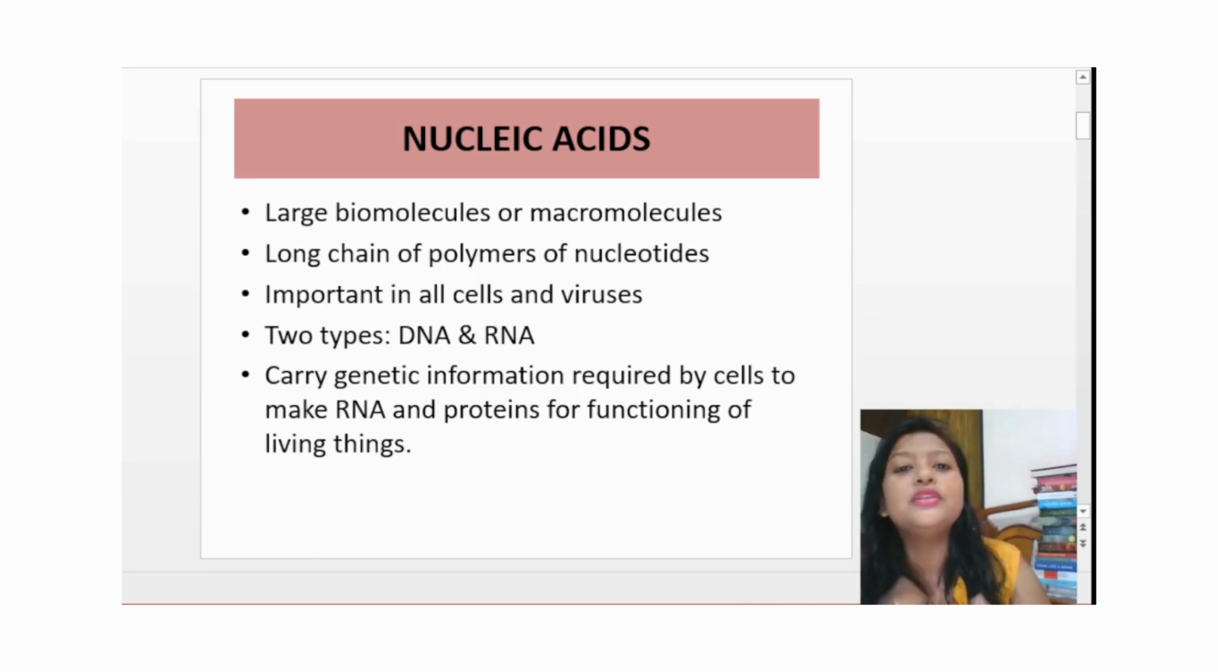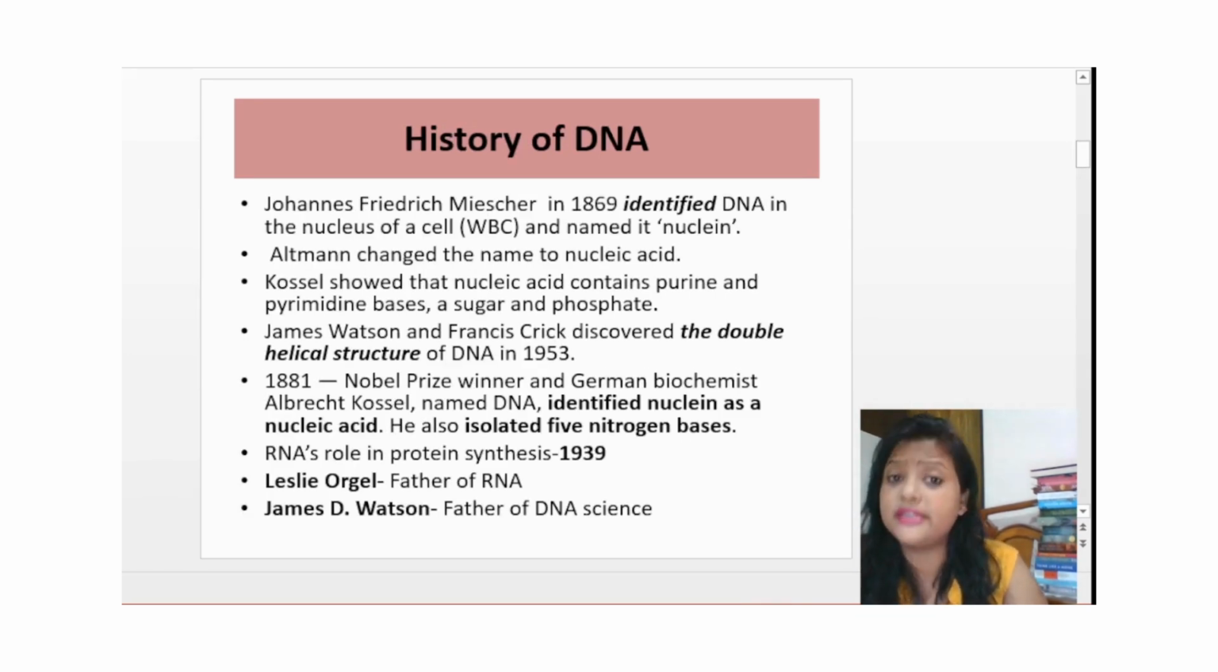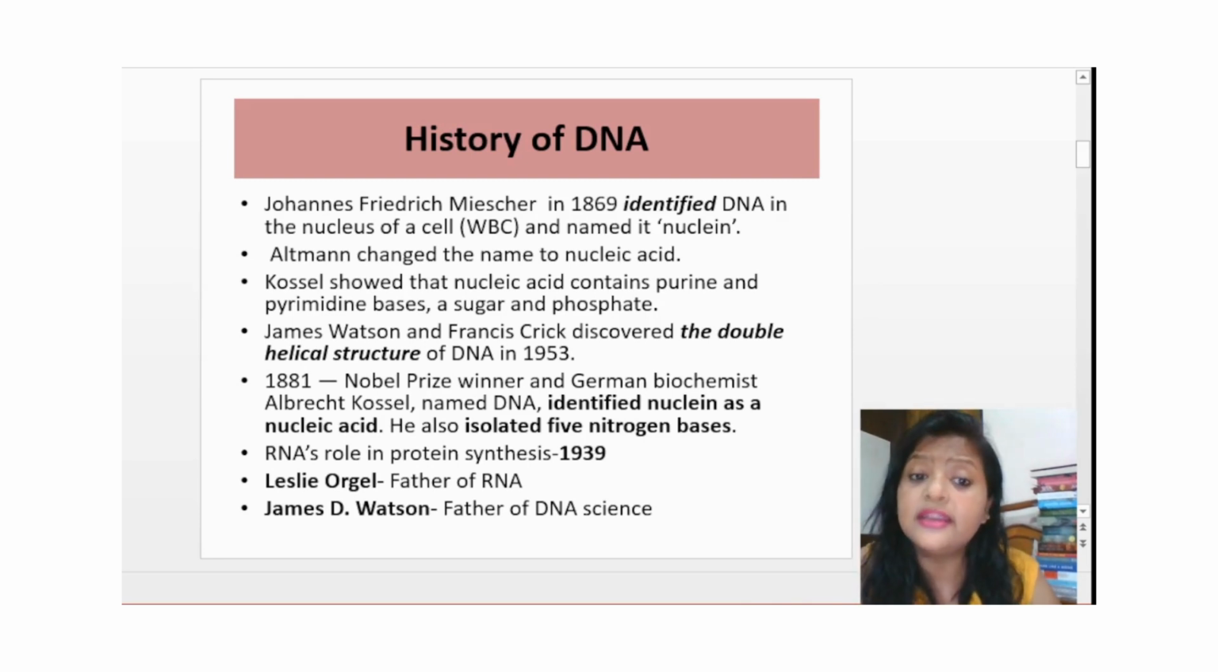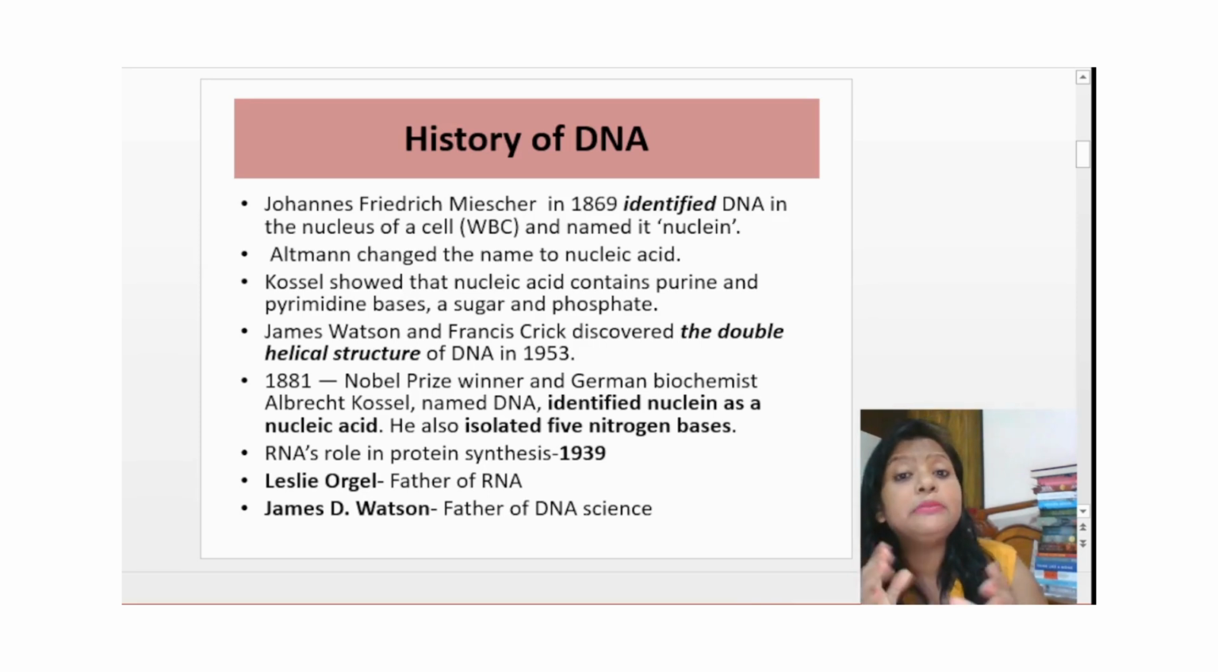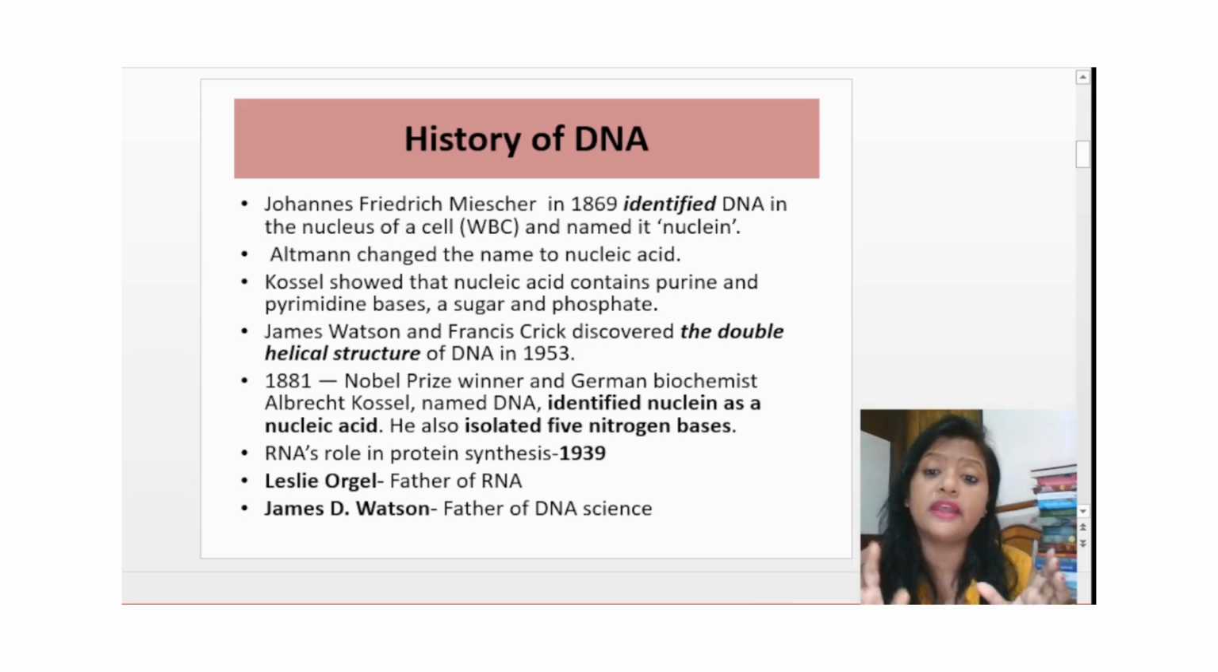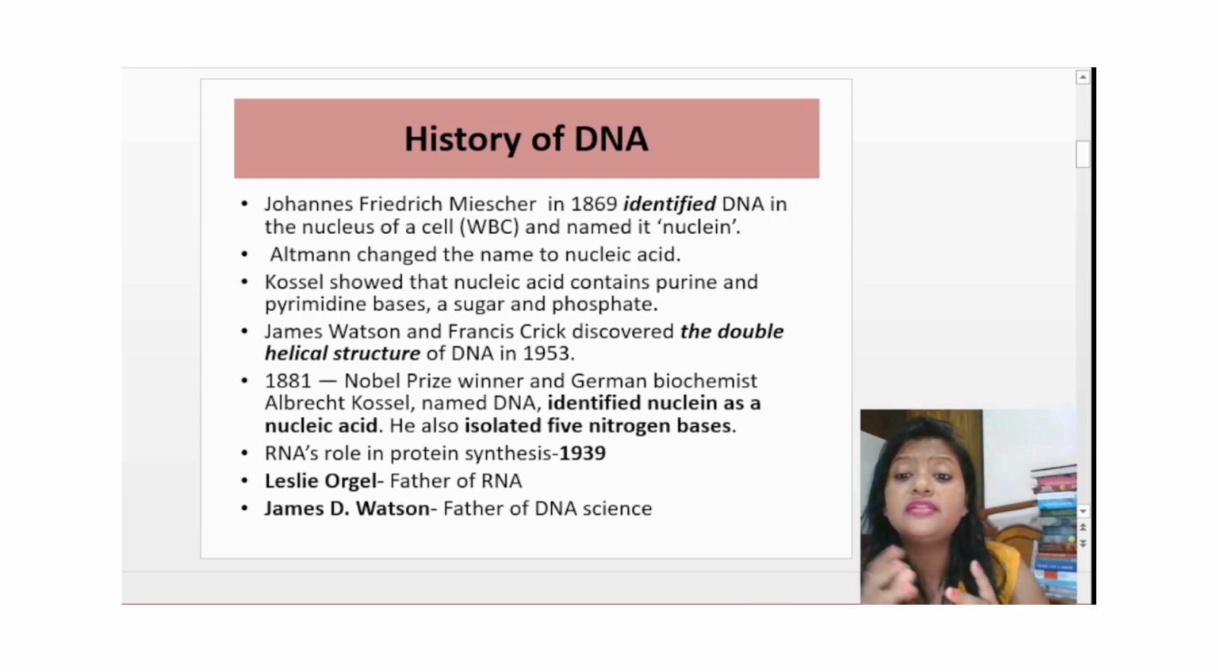Okay, now nucleic acids are of two types, DNA and RNA. So first we'll start with DNA. DNA history. See, in the year 1869, a person known as Johannes Friedrich Miescher identified DNA, but he named it nuclein. He saw this DNA in the nucleus of a cell, in white blood cells. That time the name DNA was not yet given. Then Altmann changed its name into nucleic acid.